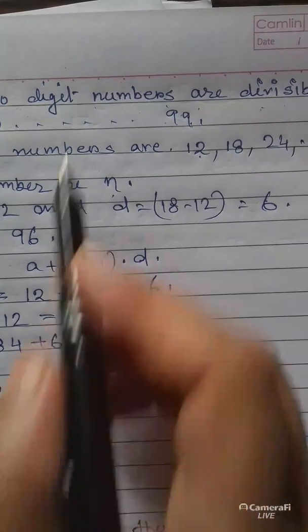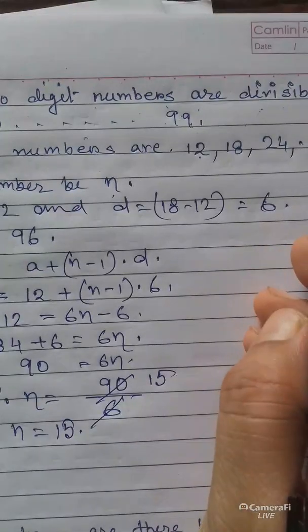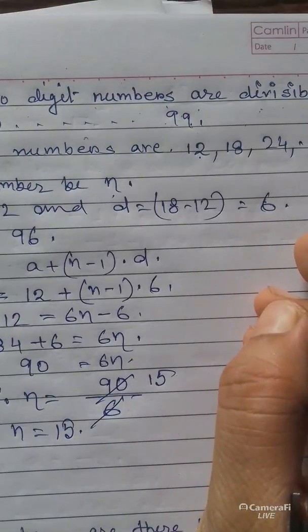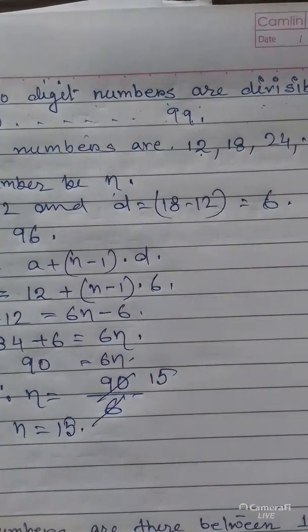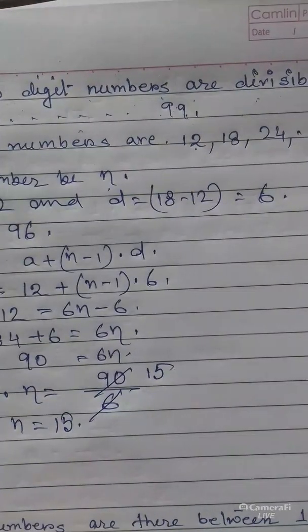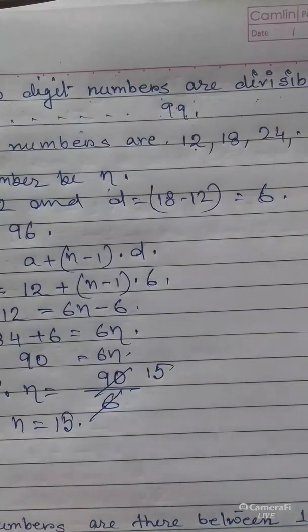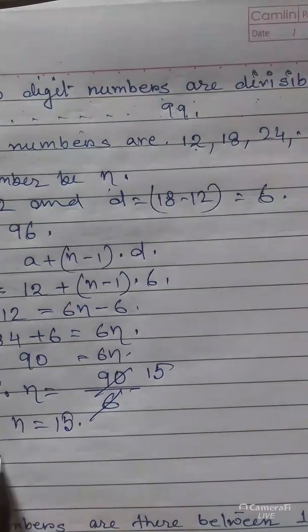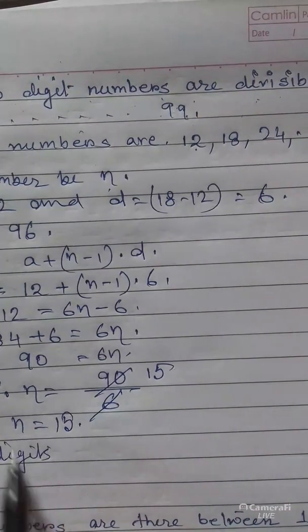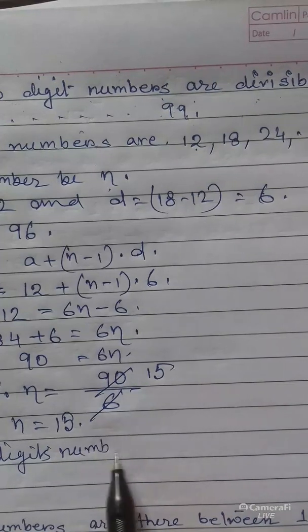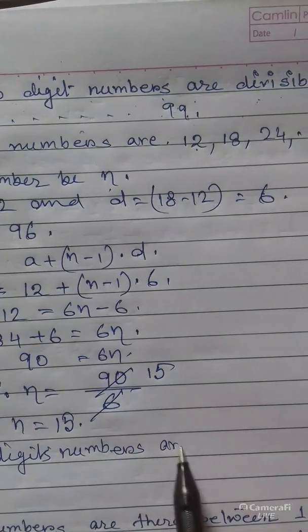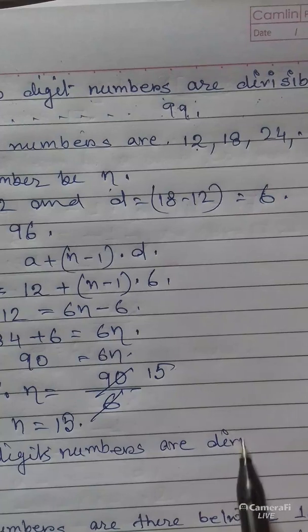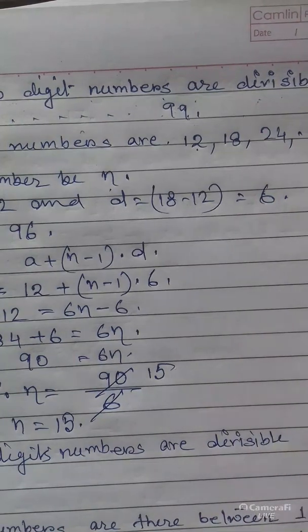So how many two-digit numbers are divisible by 6? 15 two-digit numbers. The answer is 15 two-digit numbers are divisible by 6. Okay.